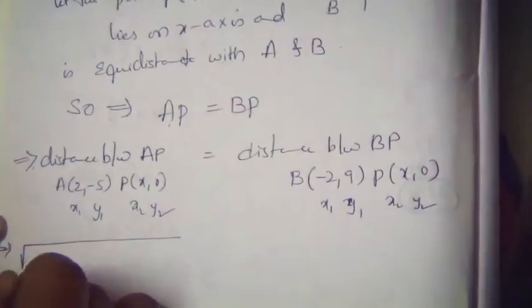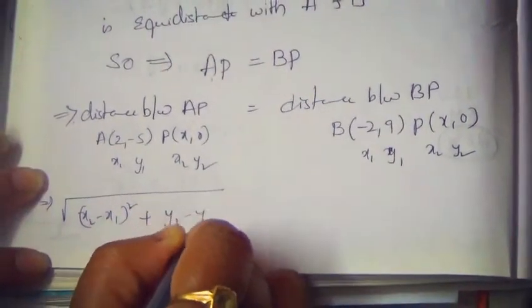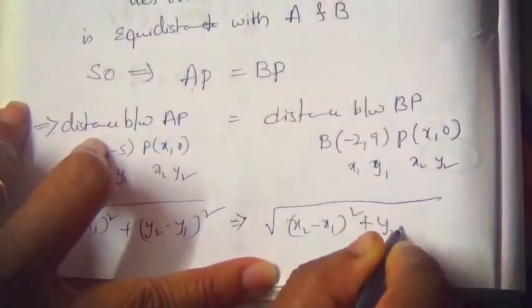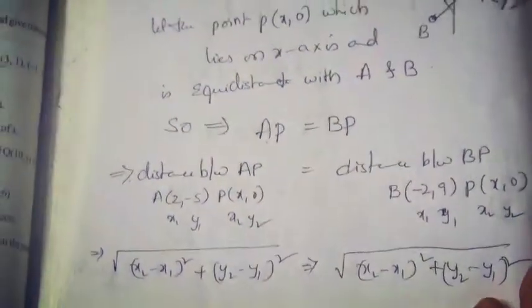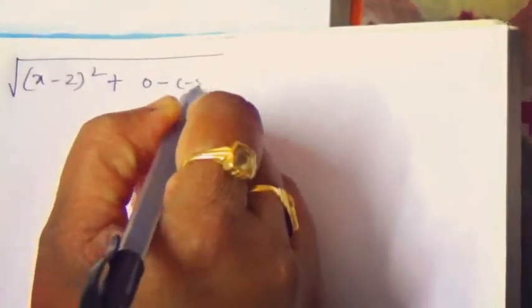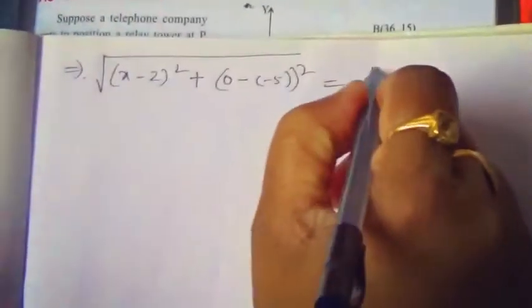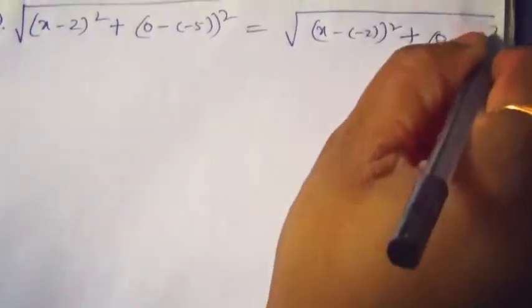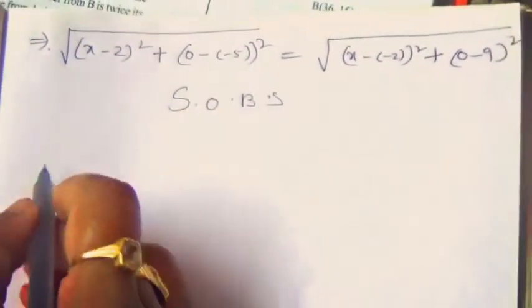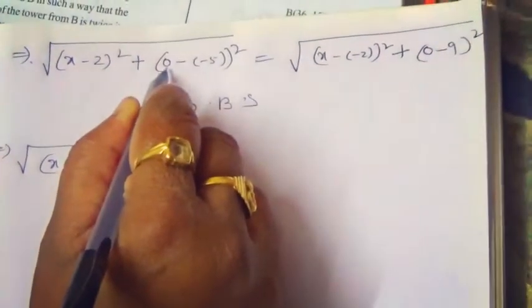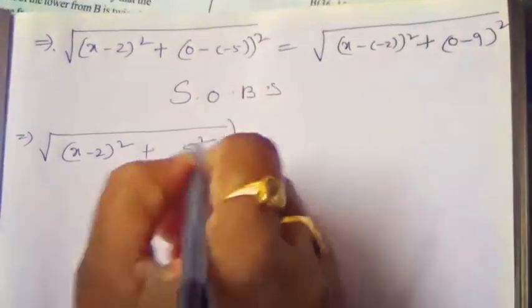What is the distance formula? Square root of (x2 minus x1) whole square plus (y2 minus y1) whole square. Here also square root of (x2 minus x1) whole square plus (y2 minus y1) whole square. We just substitute these values in this formula. Then you will get square root of (x minus 2) whole square plus (0 minus of minus 5) whole square is equal to square root of (x minus of minus 2) whole square plus (0 minus 9) whole square. Squaring on both sides, that implies (x minus 2) whole square plus 5 square.